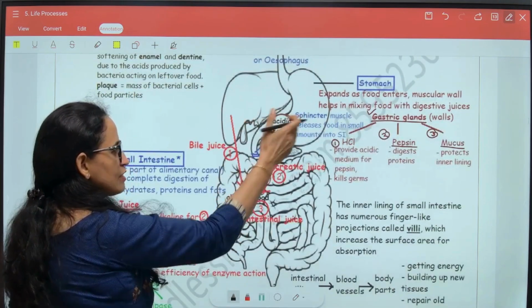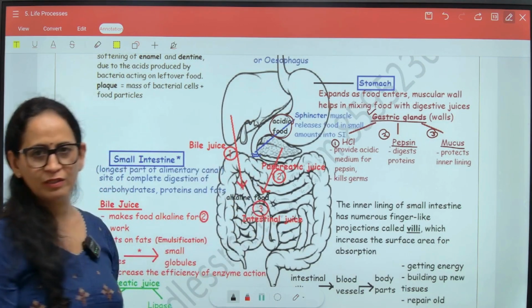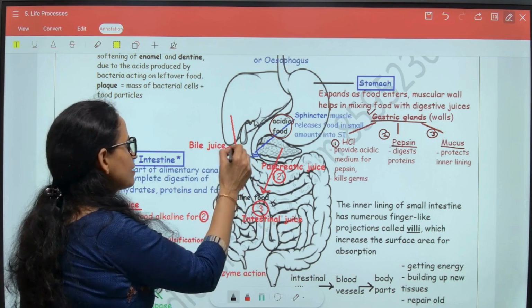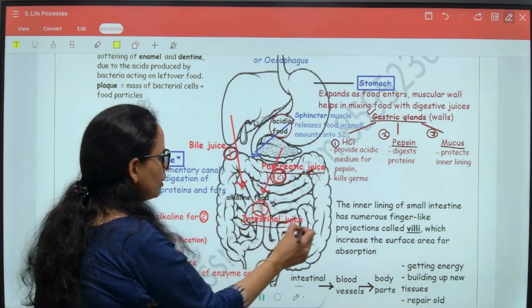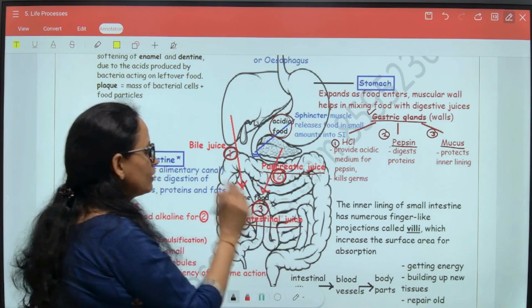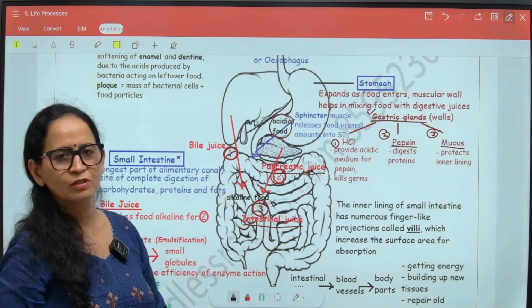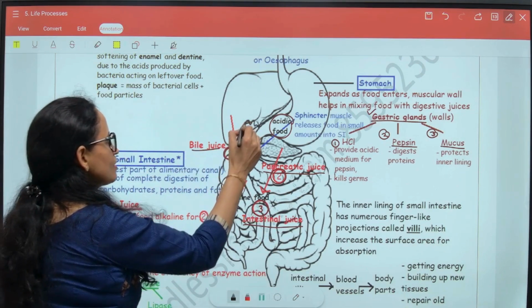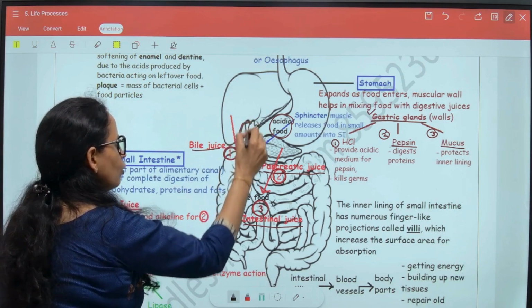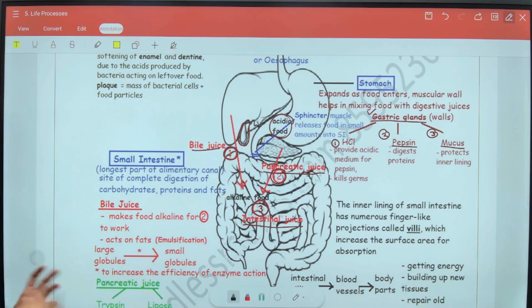So after the stomach, the food goes to the small intestine, where there are three components that work on this food now. The first thing is bile juice, second is pancreatic juice, and the third is intestinal juice. So there are three things that work in the small intestine to make the process of digestion complete. The first one is the bile juice. What is bile juice? Bile juice is the secretion of the liver that is stored in the gallbladder temporarily. Whenever food reaches the small intestine, this bile juice is transported to the small intestine to work.